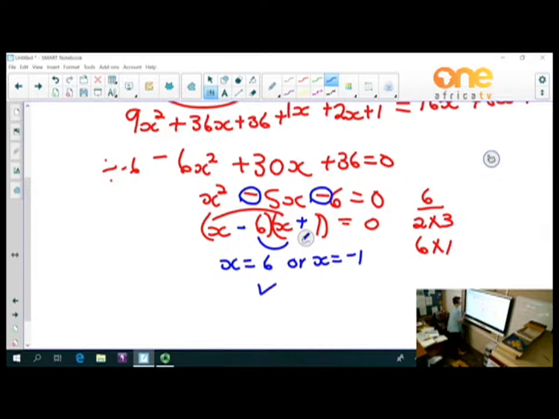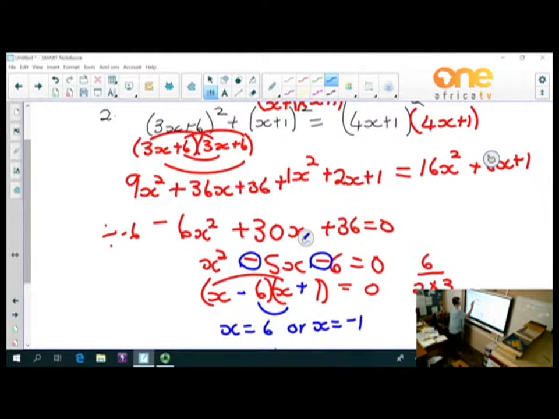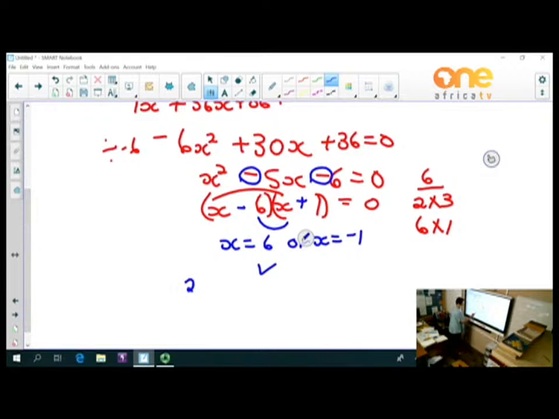And now we can finally find the area. So if we go back now to these sides, what is area? We said area is half base times height. So we need to use the base and the height, these two. If you put the 6 now in there, 3 times 6 is 18 plus 6 is 24. So the one side is 24. And the other one is x plus 1, which is 7.